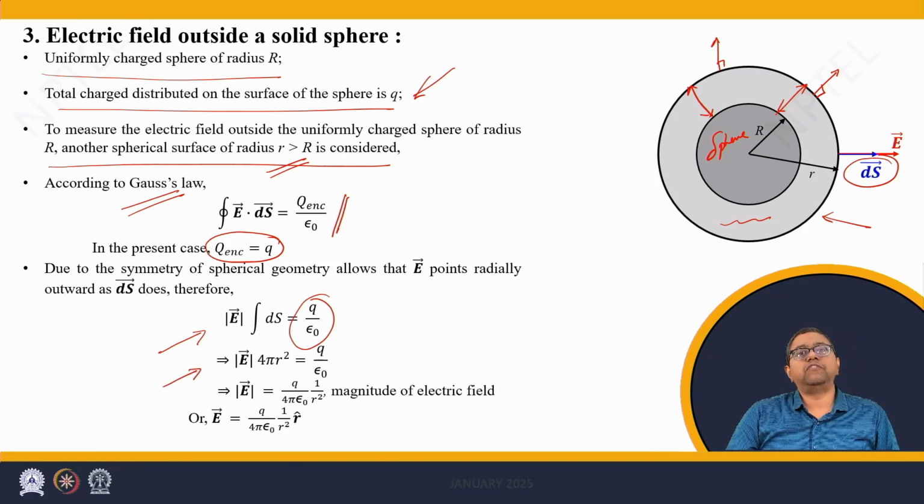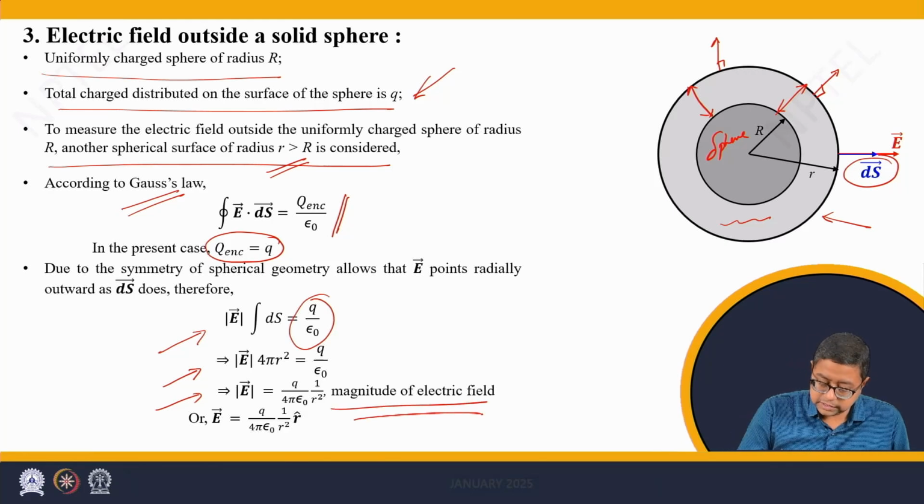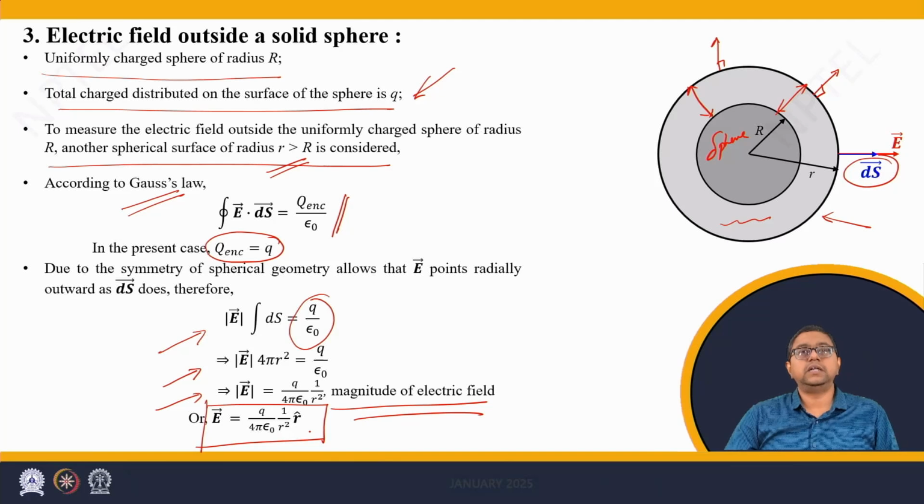The surface area of the sphere is 4 pi r square. This is the integral of ds. Now, substituting that, we have E equals q by 4 pi epsilon naught 1 by r square. This is the magnitude of the electric field. The direction of the electric field is always outward in the radial direction. That is the direction of electric field at any point on the surface of the sphere.